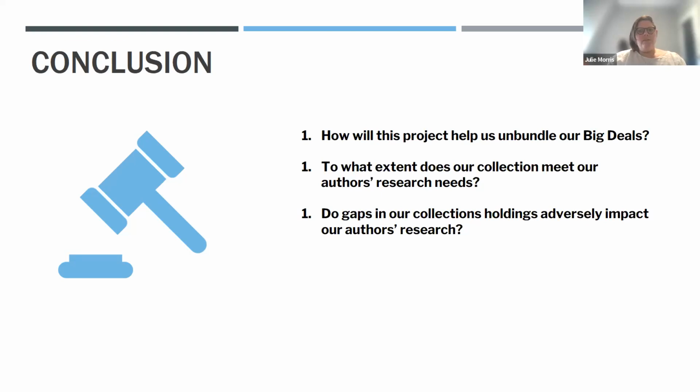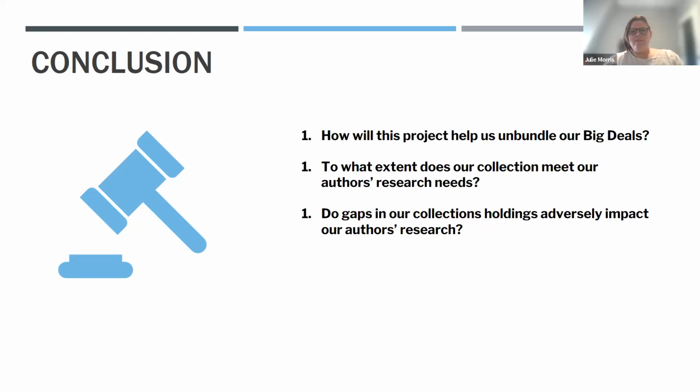To what extent does our research collection meet our authors' needs? Interestingly, our research showed that citations to library collections fell at about 60%. My data isn't fully clean. I expect that to be about 75 or 80%, which just goes to show that there is an appetite from our publishing faculty and students to use library collections.